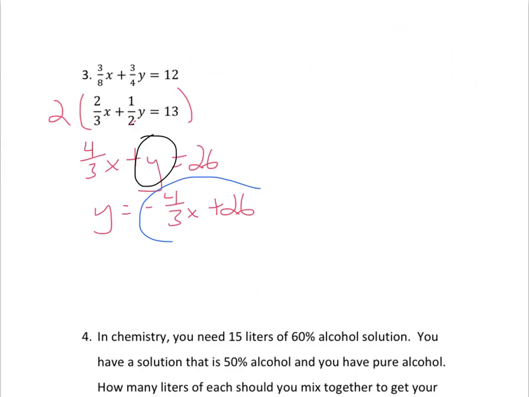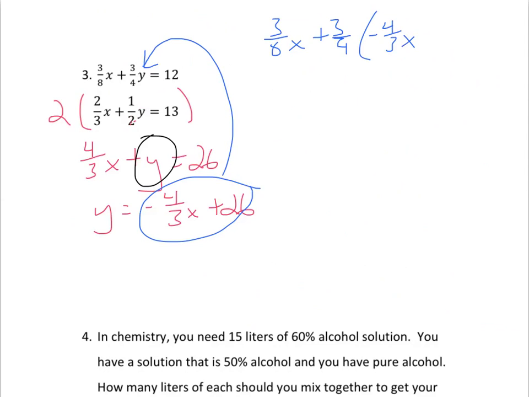So with this, you can take this and you can plug it into the other equation for the y to solve for the y. So we'll have 3/8 x plus 3/4 times, parentheses, negative 4/3 x plus 26, all equals 12. All right, so we'll have to distribute our 3/4. And we'll have 3/8 x. 3/4 times negative 4/3 is just going to be negative 1. The 3's are going to go away, the 4's are going to go away, and you're going to have negative 1. So negative x.